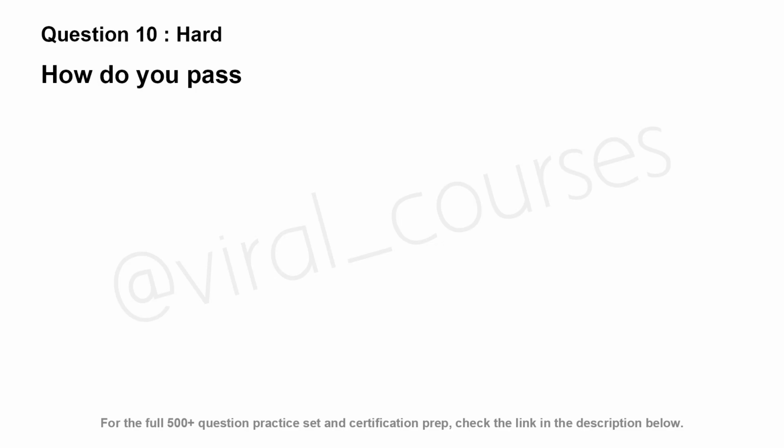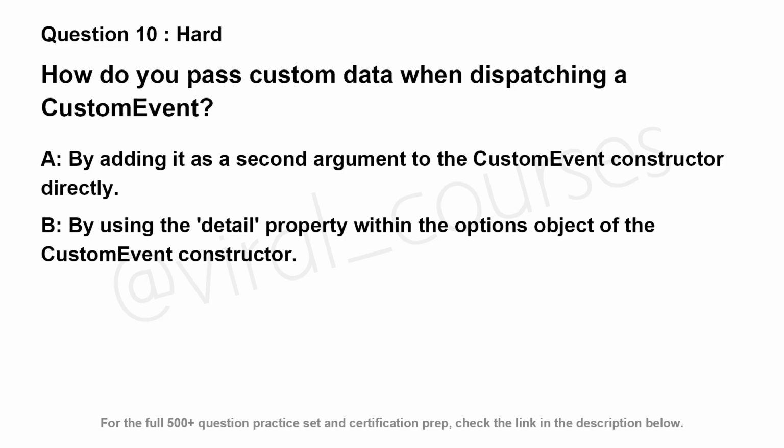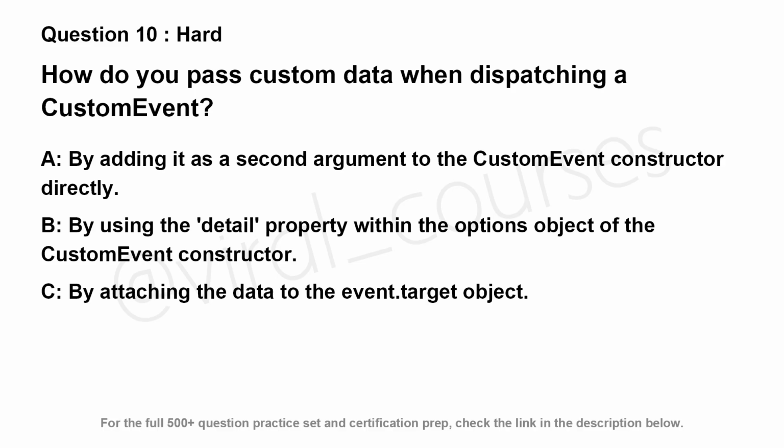How do you pass custom data when dispatching a custom event? Option A. By adding it as a second argument to the CustomEvent constructor directly. Option B. By using the detail property within the options object of the CustomEvent constructor. Option C. By attaching the data to the event target object. Option D. Custom events cannot carry data.